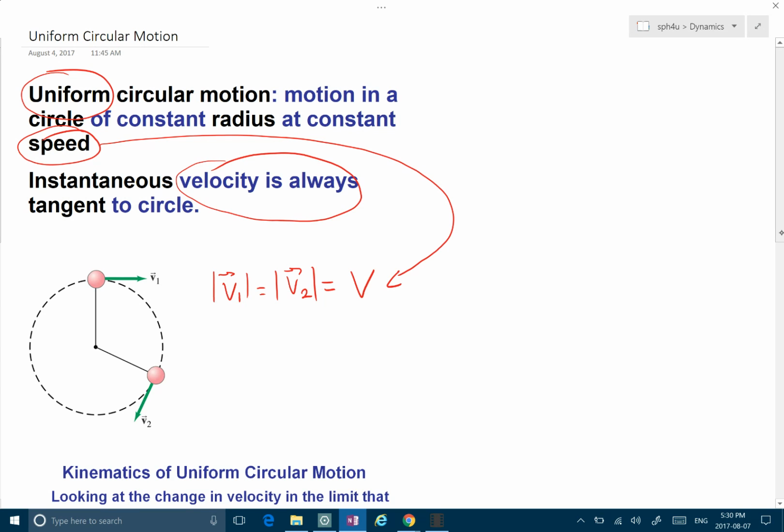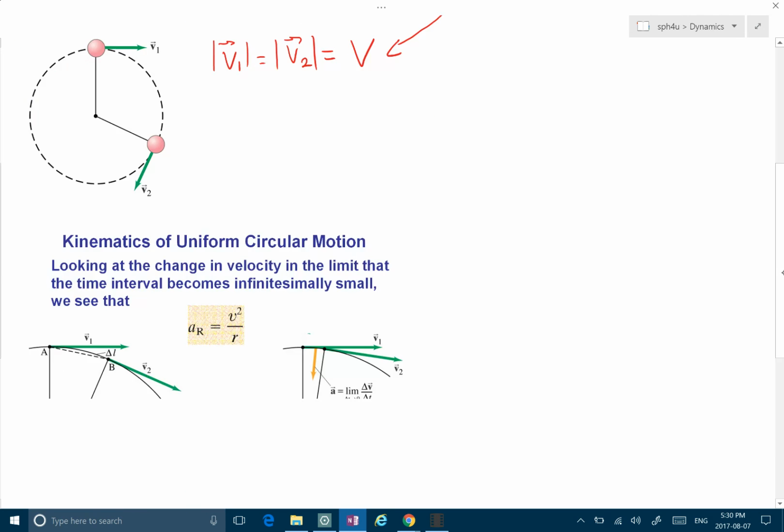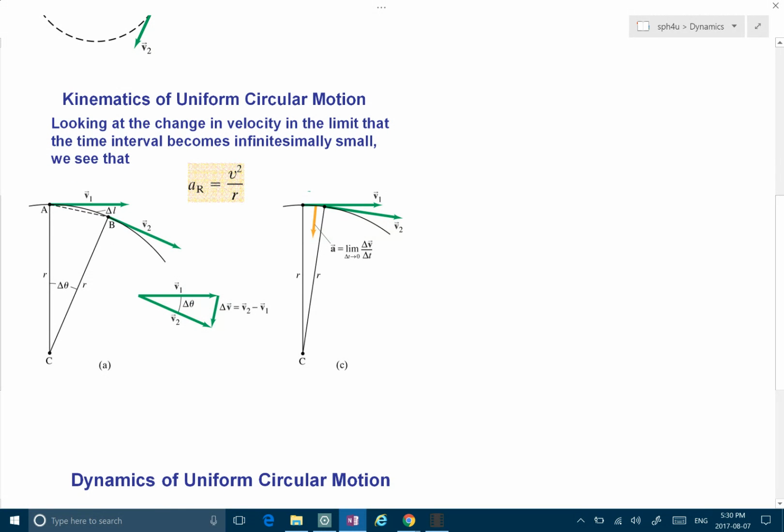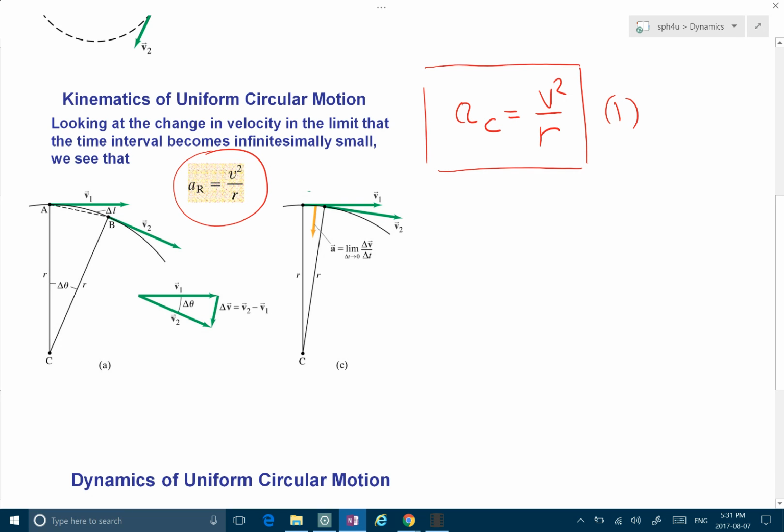All right, so let's quickly deal with the kinematics of uniform circular motion. Okay, so usually we do a trick here to verify this equation. Okay, so it's radial or centripetal acceleration is v squared over r. All right, that's our first equation in uniform circular motion. The way it's derived here is pretty straightforward. We're using calculus. It's somewhat more clear.